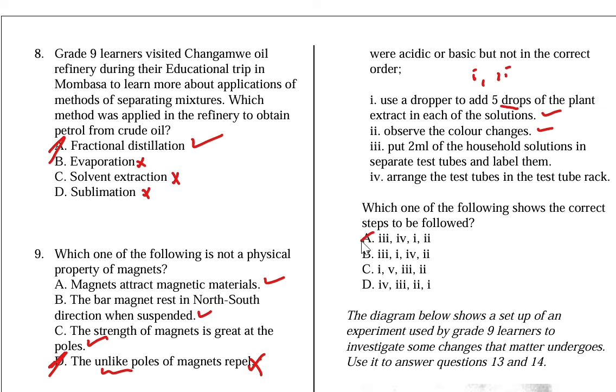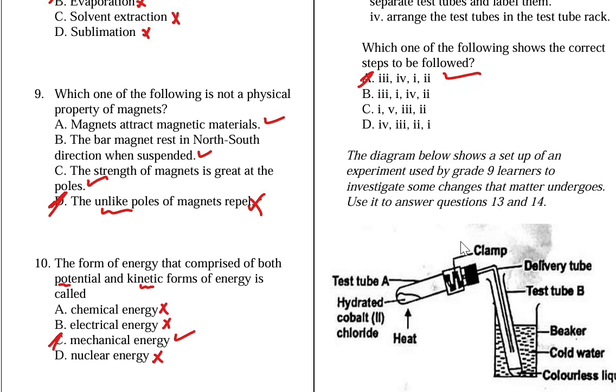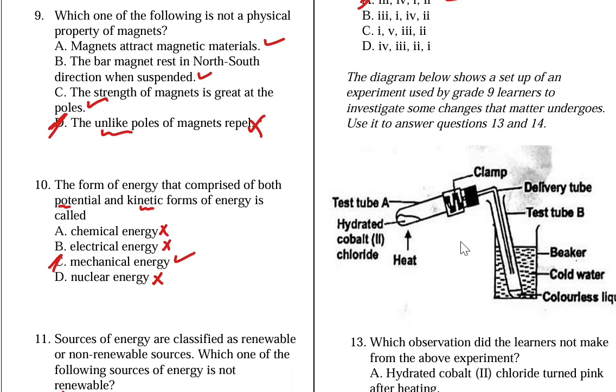So A says we start with Roman 3. You put 2 milliliters of the household solutions in separate test tubes and label them. After labeling, you arrange the test tubes in the test tube rack, and then use a dropper. You add 5 drops of the plant extract in each of the solutions. Then finally observe the color change, and therefore the answer is A. Continue to the next question.